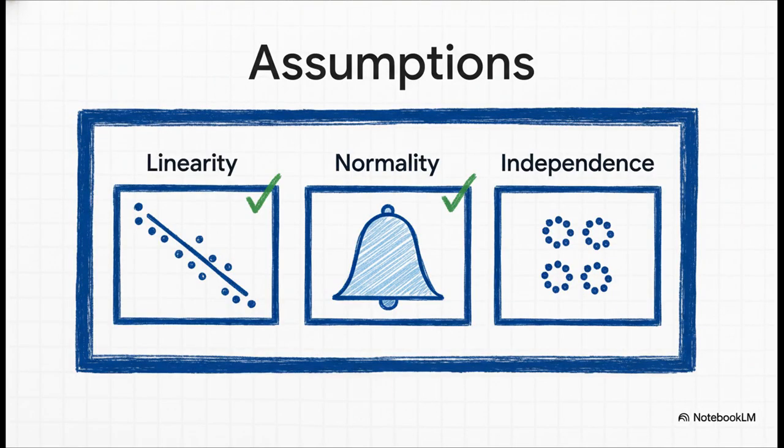Okay, but there's a catch. For this to actually work and give you results you can trust, your data has to play by a few rules. We call these assumptions. Think of them as a quick quality check. Linearity just means a straight line is actually a good way to describe your data. Independence means your data points aren't influencing each other. Homoscedasticity, and that is a mouthful, just means the errors are random and consistent. And normality means those errors don't have some weird hidden pattern.